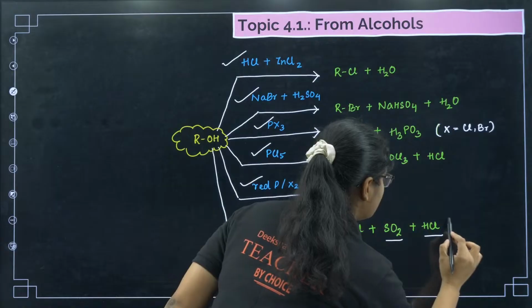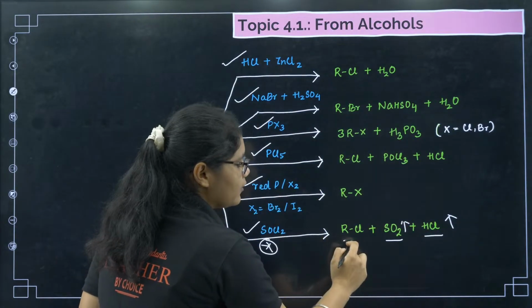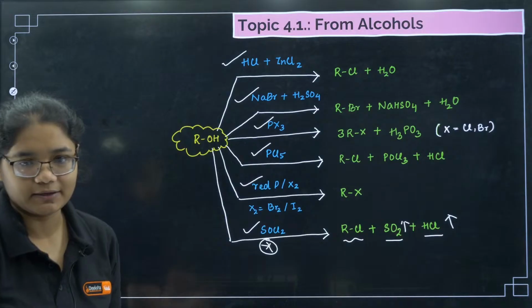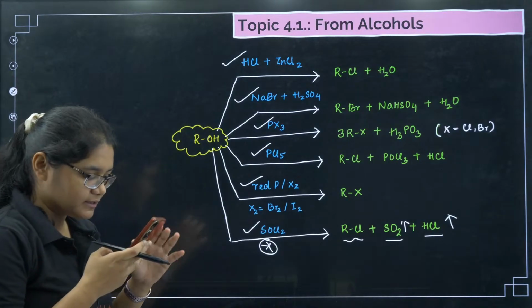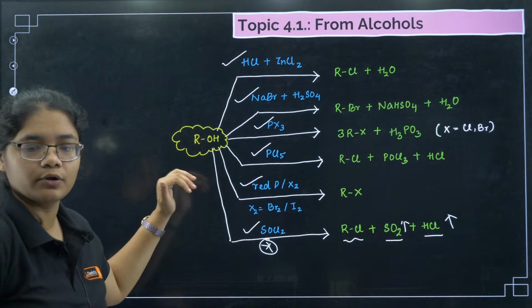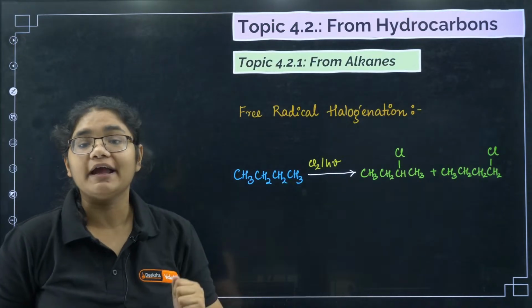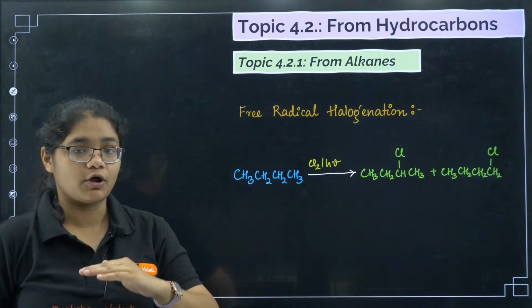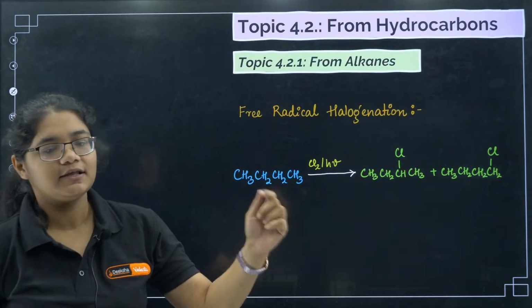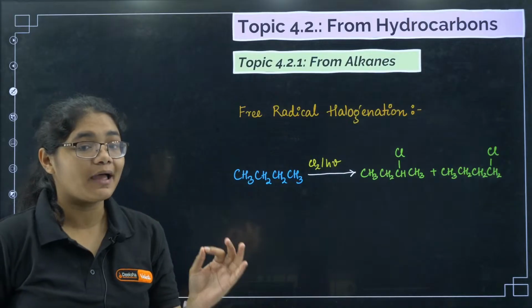Because here we get gaseous byproducts, right? So these will evaporate and only RX will be left behind. Clear? So that is about the methods of preparation of haloalkanes from alcohols. Next one was from hydrocarbons, right? From hydrocarbons we have two things, from alkanes and from alkenes. So first we will see how to prepare haloalkanes from alkanes.